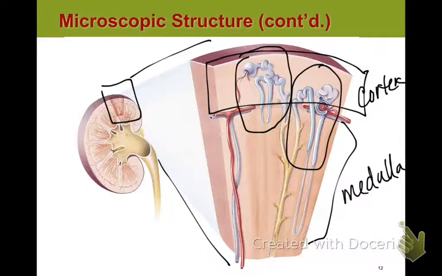Now the difference between these nephrons is their placement in the kidney. And because of their placement in the kidney, they can actually filter your blood in different ways. So this nephron here would be called a cortical nephron, and this one would be called a medullary nephron, because it extends down into the medulla, or juxtamedullary, because it's next to the medulla.